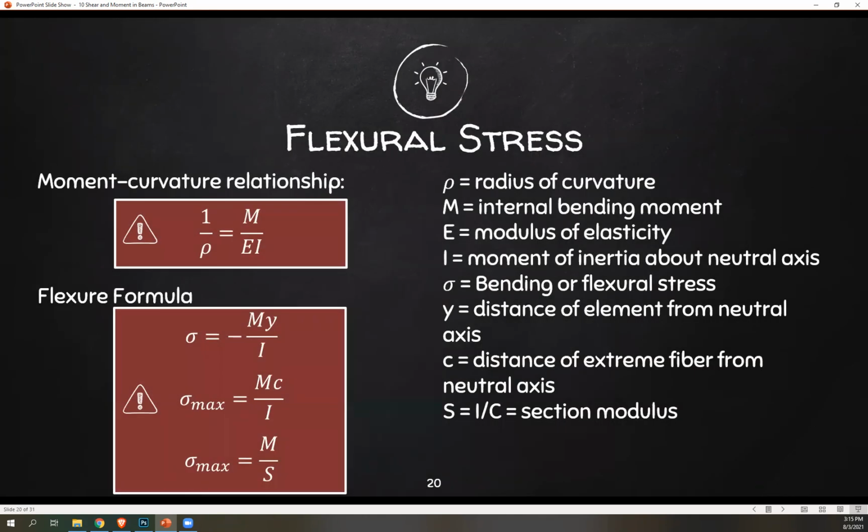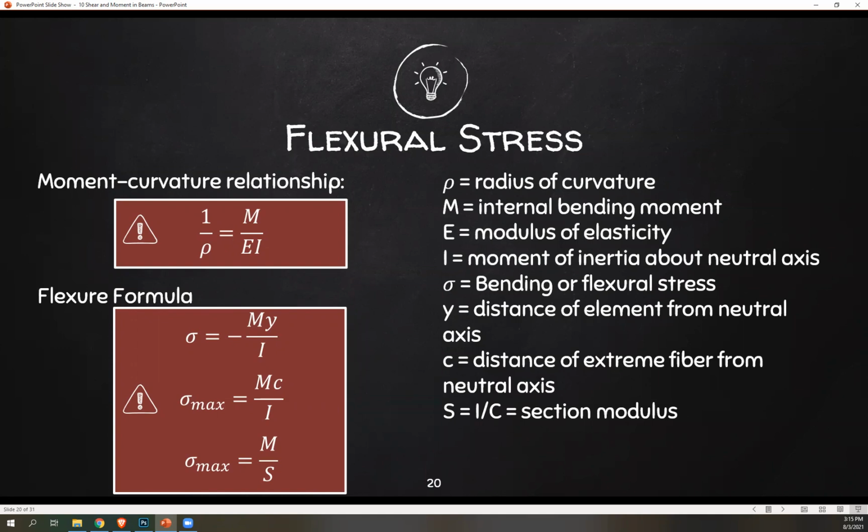So these are the equations that we'll use for flexural stress. And then next, we're going to talk about shear stress. So for flexural stress, we have your moment curvature relationship. So 1 over rho equals M over EI, where rho is the radius of curvature for the deformation that your beam will experience along an element. M is the internal bending moment on that point. E is modulus of elasticity, and I is moment of inertia about neutral axis.